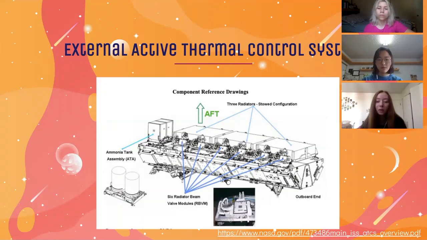So using a combination of insulation and an efficient liquid heat exchange system, the ISS is able to overcome the limitations of the first law of thermodynamics and keep the temperature inside the ISS at a habitable level.